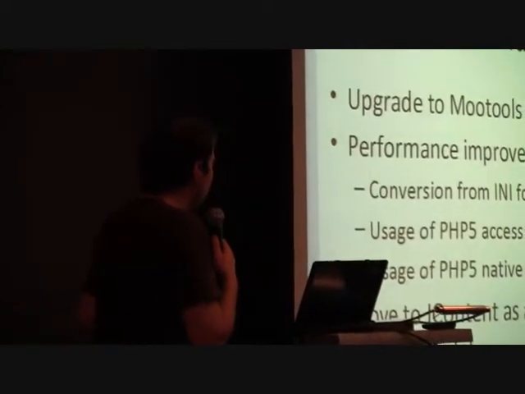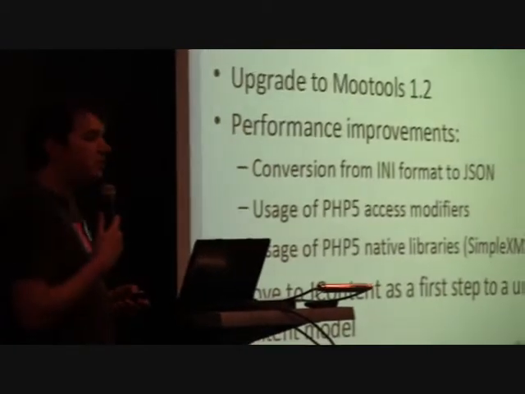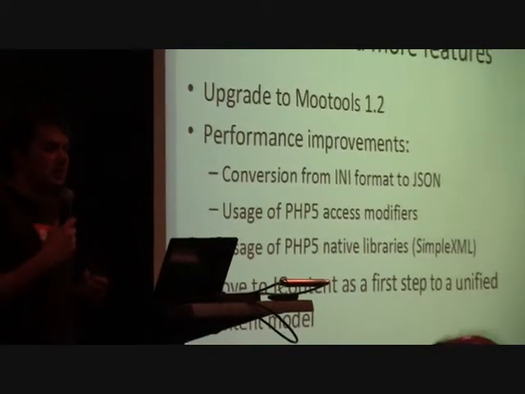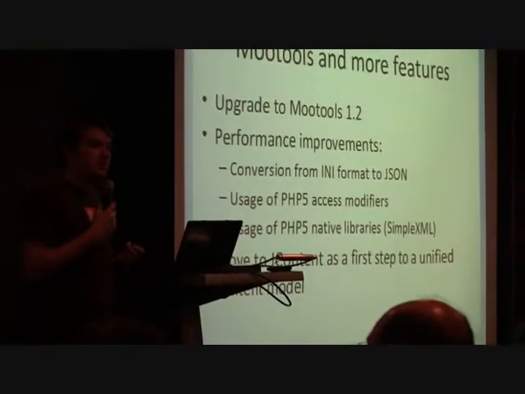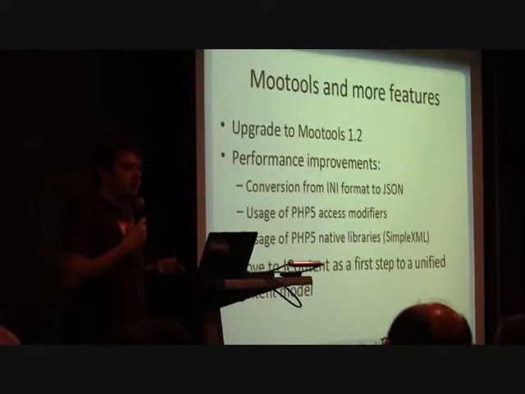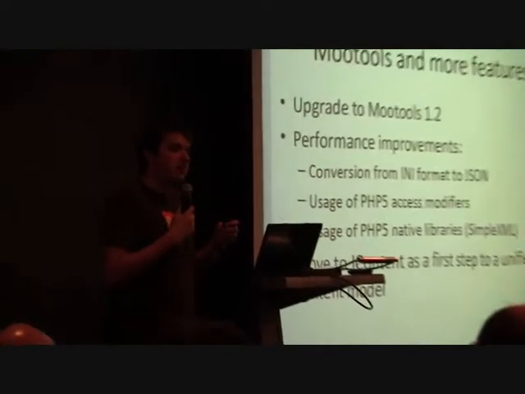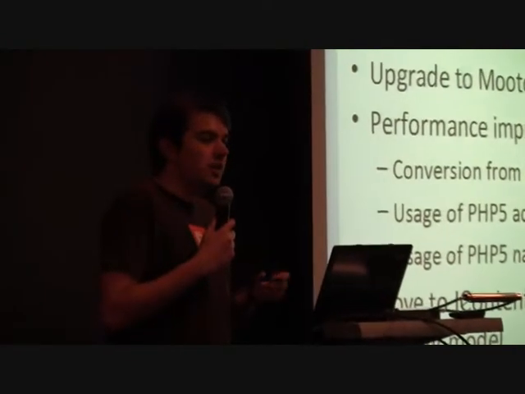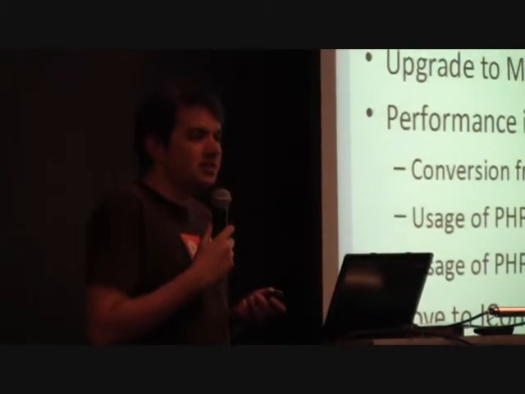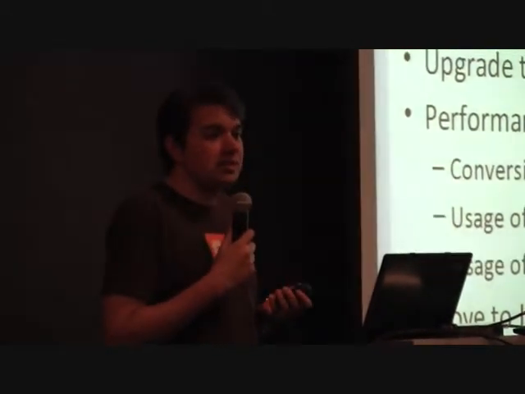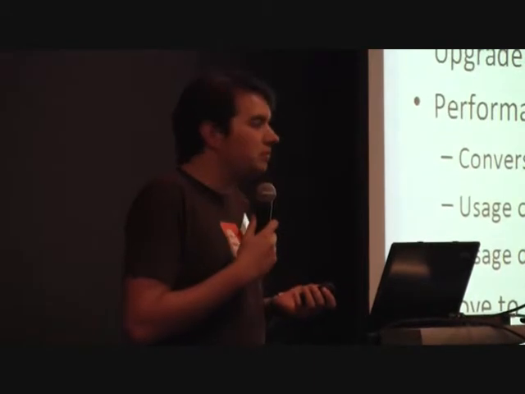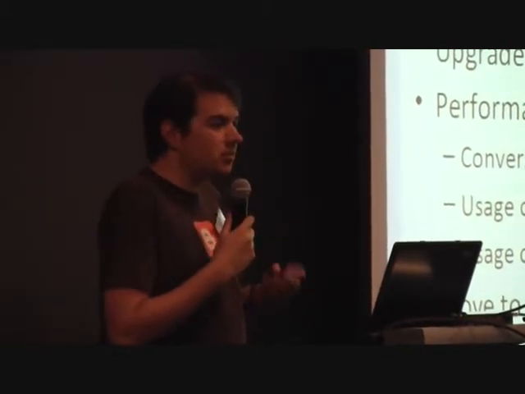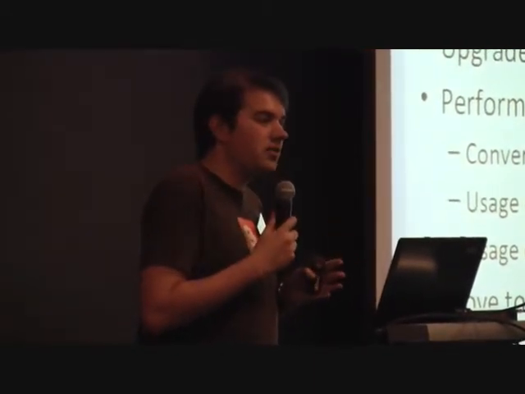The last one on this slide is JContent. JContent is the first step to a unified content model. The idea is, why do we have articles, why do we have web links, why do we have modules, and why can't you execute content plugins on modules, for example? With JContent, we are more or less unifying all this.